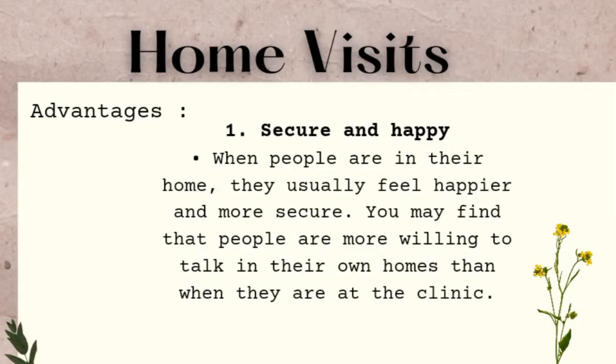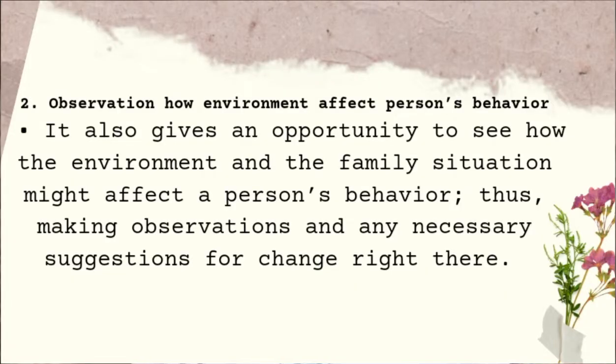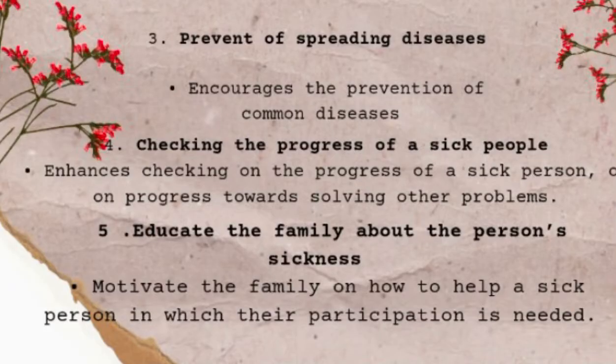We have here number 1, home visit. Advantages. First, secure and happy. When people are in their home, they usually feel happier and more secure. You may find that people are more willing to talk in their own homes than when they are at the clinic. Second, observation of how the environment affects a person's behavior. It also gives an opportunity to see how the environment and the family situation might affect a person's behavior, thus making observations and any necessary suggestions for change right there.